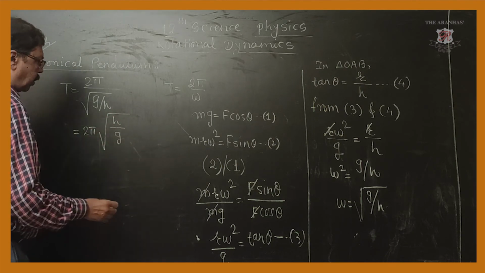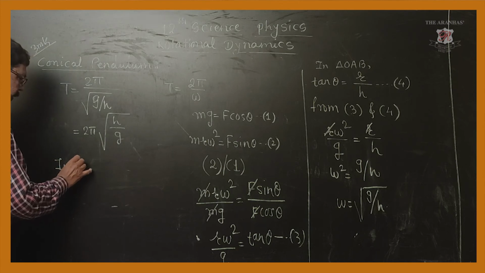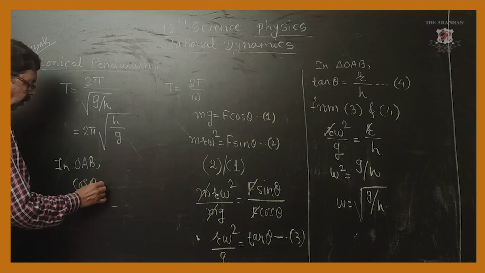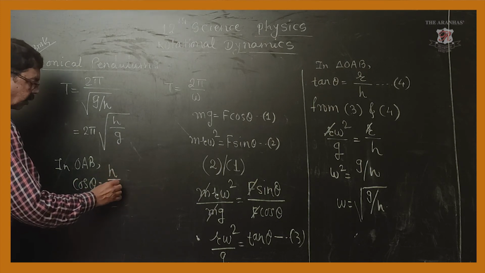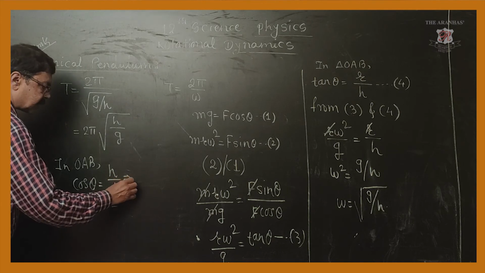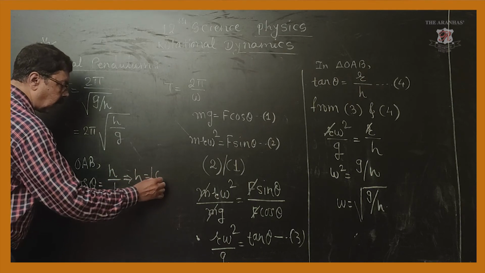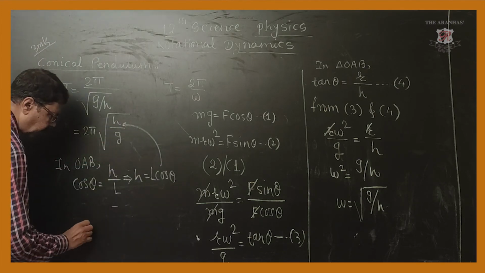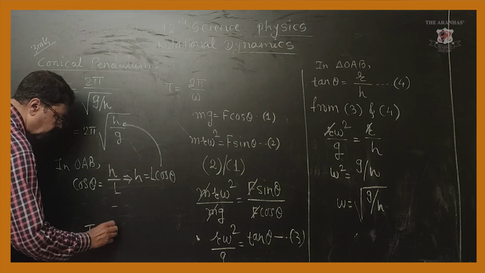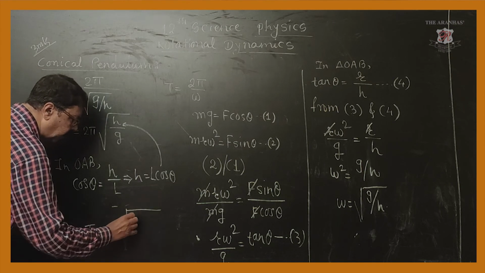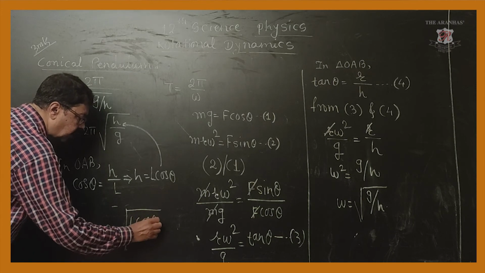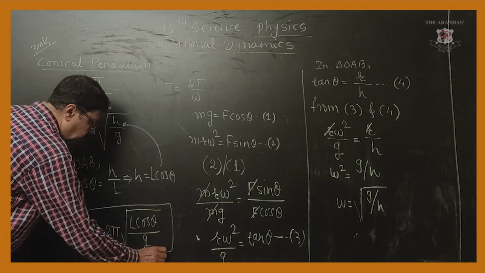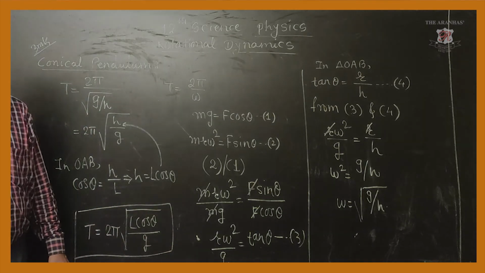Now in triangle OAB again, if you have the diagram, refer to it. What is cos theta? Observe, cos theta is h upon L, which implies h equal to L cos theta. Substitute this value here. The periodic time of the conical pendulum comes out to be 2 pi under root L cos theta upon g. So observe the factors on which the periodic time of the conical pendulum depends.